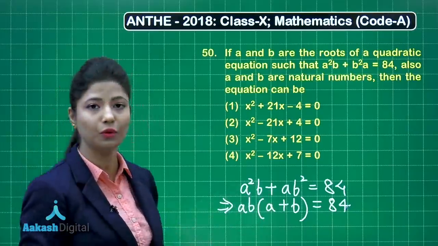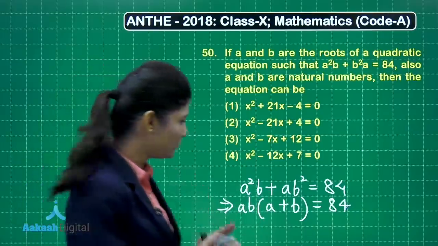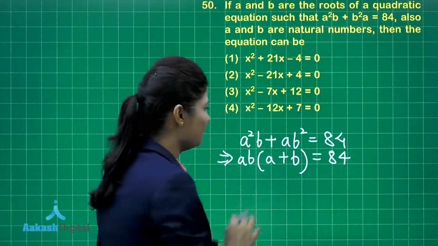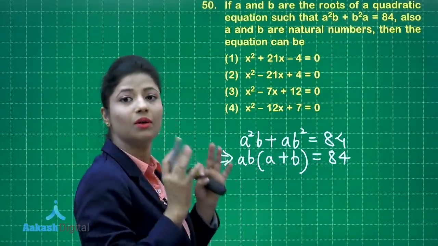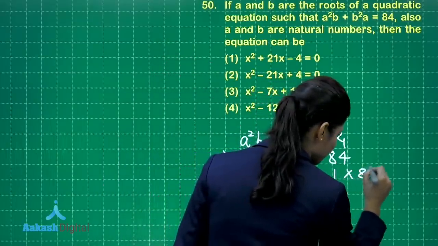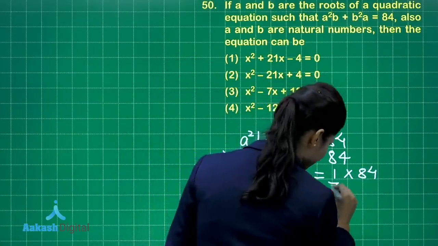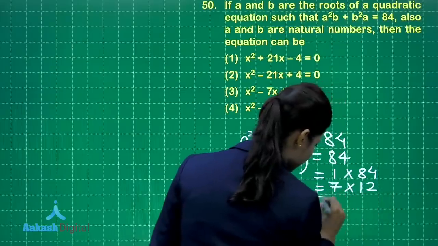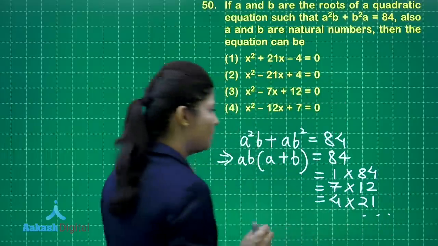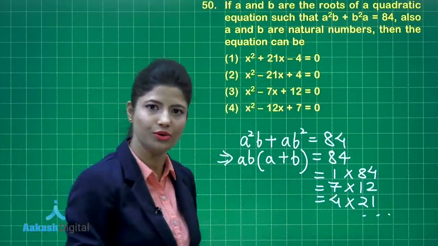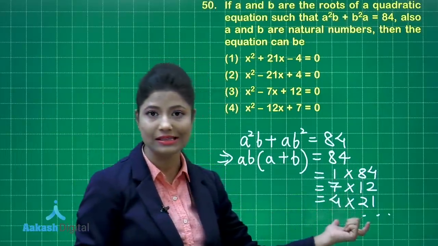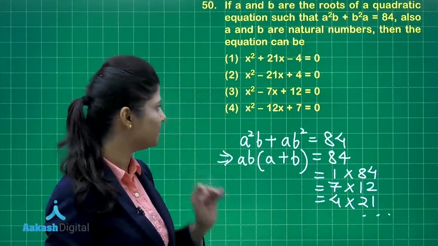This gives me 84. So what could be the possibilities for the natural numbers to give the sum and the product whose product is equal to 84? So this could be 1 into 84, or this could be 7 into 12, or this could be 4 into 21 and many other possible numbers. But I need 2 natural numbers whose sum and the product could be out of these. So what could be the possible number here?